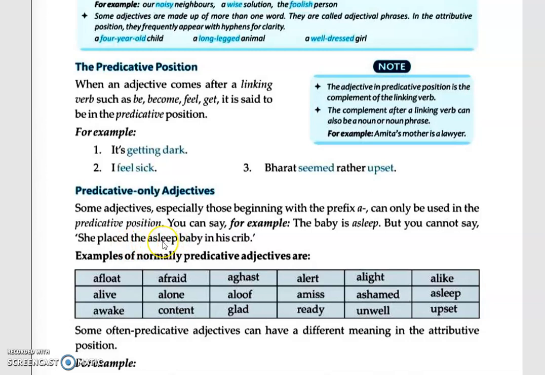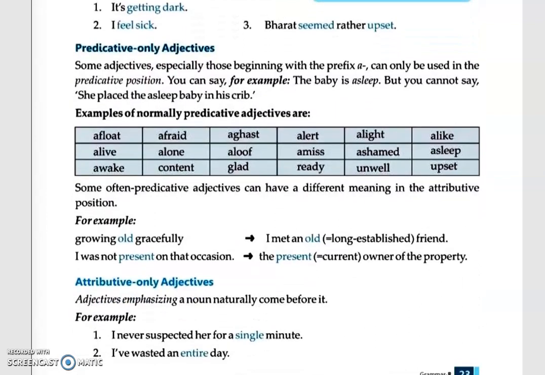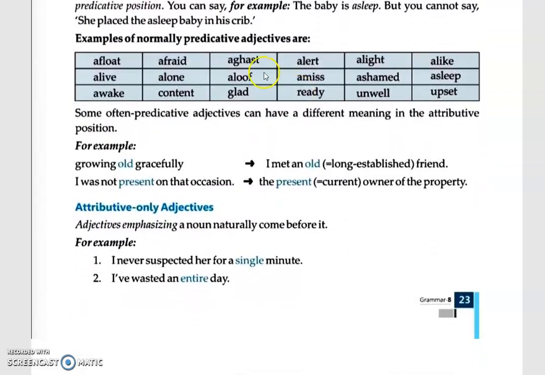Here it is not the linking verb. Here we are using is, a linking verb, so we use asleep. But here this is not a linking verb. That is why we cannot use it here. So examples of normally predicative adjectives are afloat, afraid, aghast. Always remember, we can use these adjectives only and only after a linking verb. If you have a verb that is joining sentences together, that is where you can use these adjectives that start with an A.